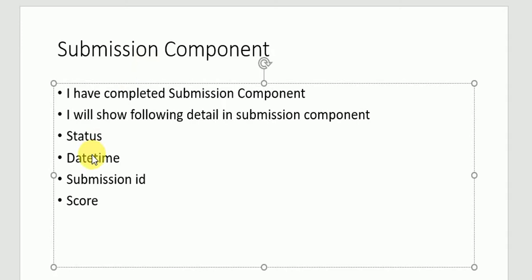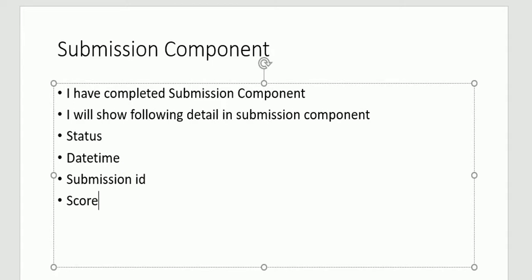I have considered these four things: status, date, time, submission ID, and score. I have already designed a submission table in which we are storing many pieces of information of a user, like its submission ID, its status, its language ID, its date, time, and also score. My target was to design a table and show all the information of a user in a tabular form. I have to show these following four pieces of information.